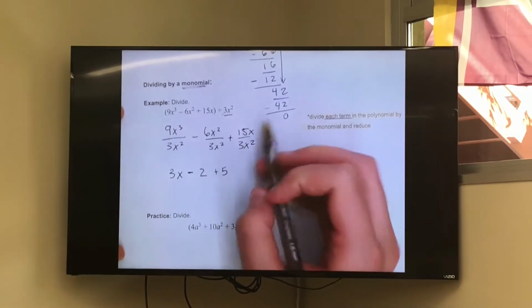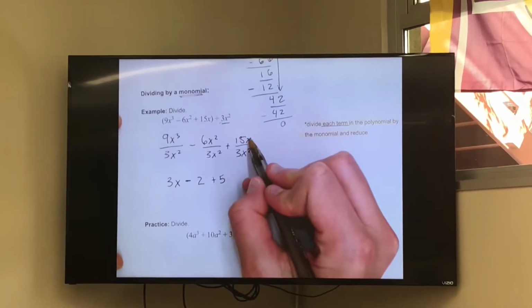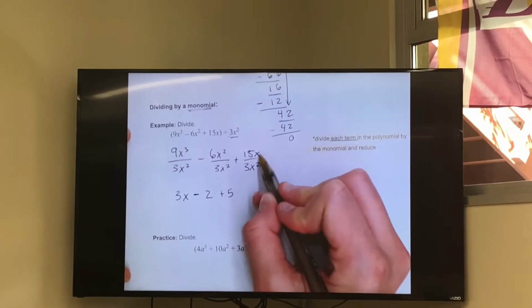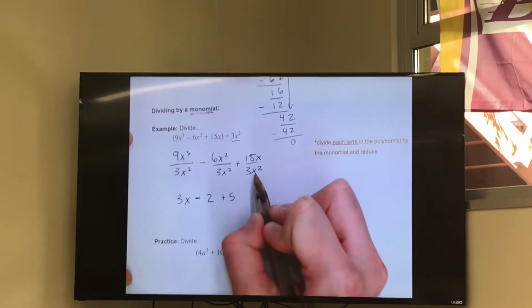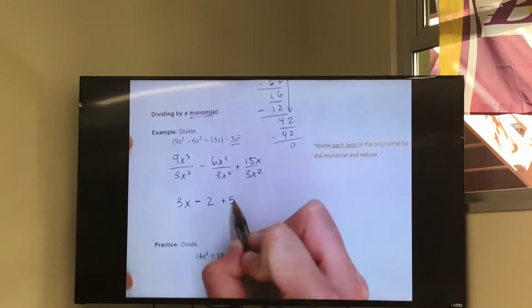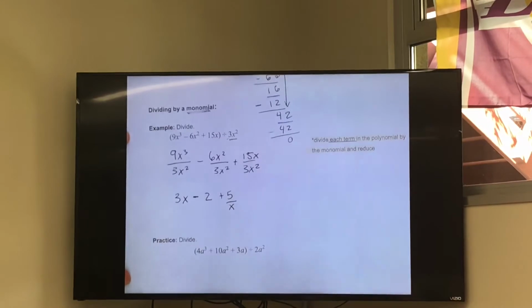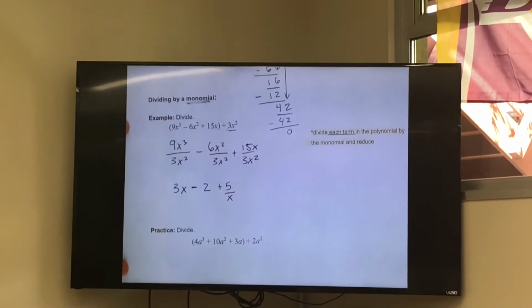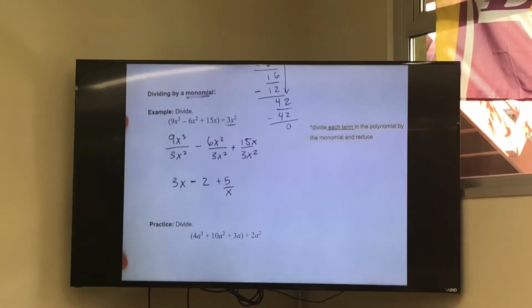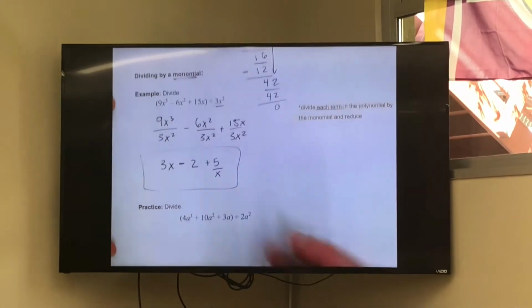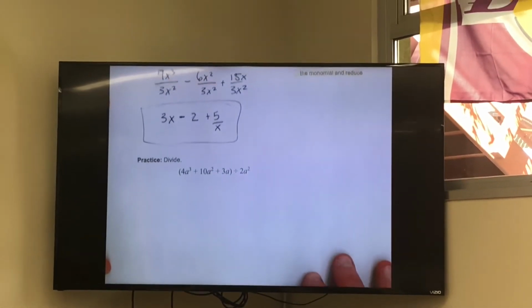So here, 15 divided by 3 is 5, and then the x divided by x squared, this does not become x on top, it'd be x on the bottom because the bigger exponent is on the bottom. Boom. Any questions? No, looks great. All right, dividing by a monomial, you divide each term. Go ahead and try this practice problem on your own.